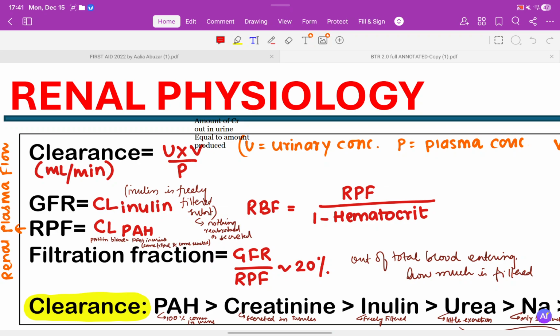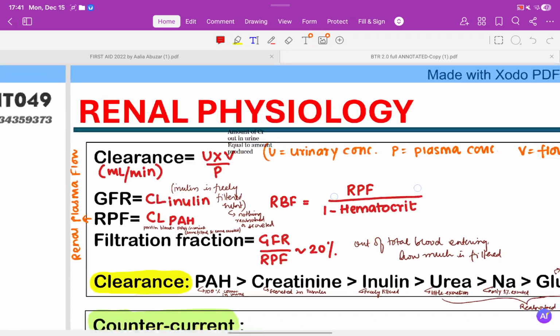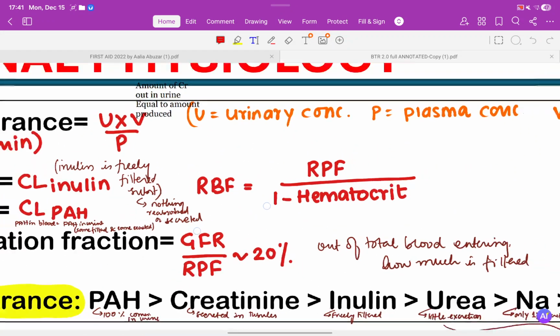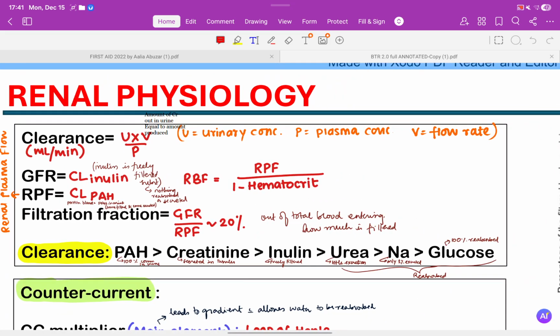Okay, so starting with clearance. What is clearance? Clearance is urinary concentration times flow rate, upon plasma concentration. So U times V is urinary concentration times flow rate. It's almost the amount of creatinine out in the urine, because almost all of the creatinine which is produced is filtered out, is cleared. Some are secreted, some are filtered.